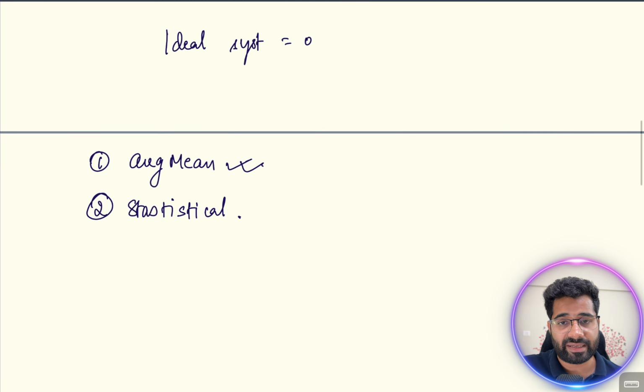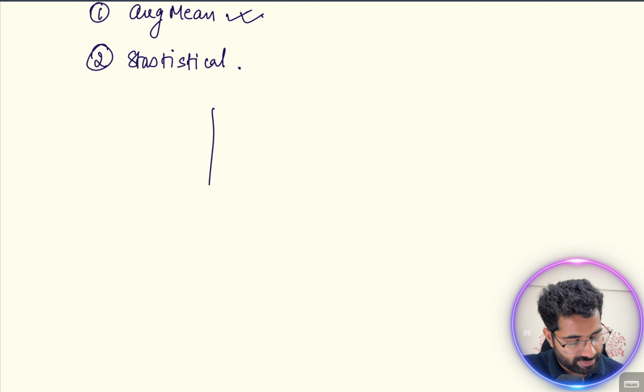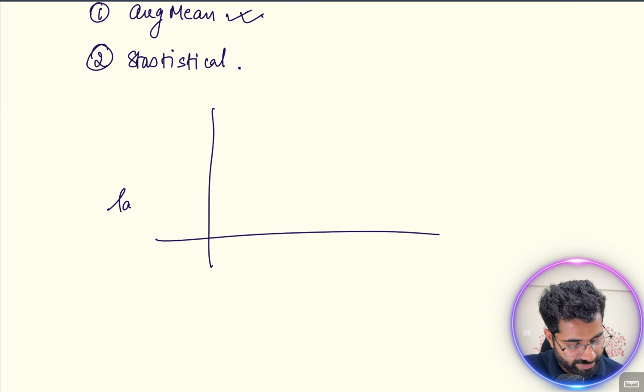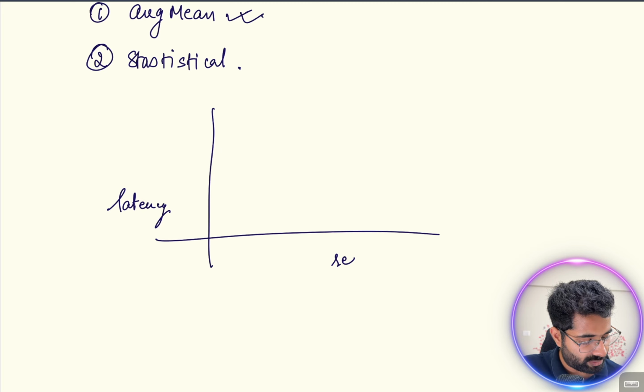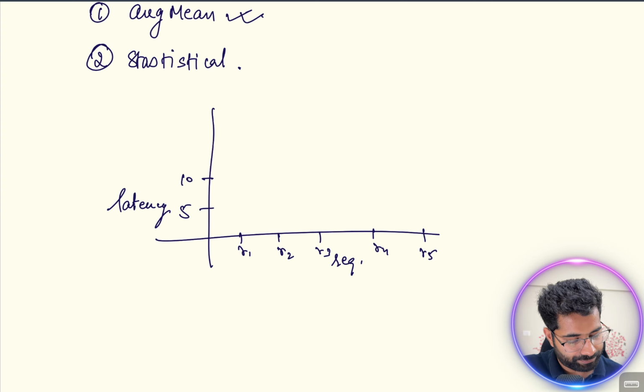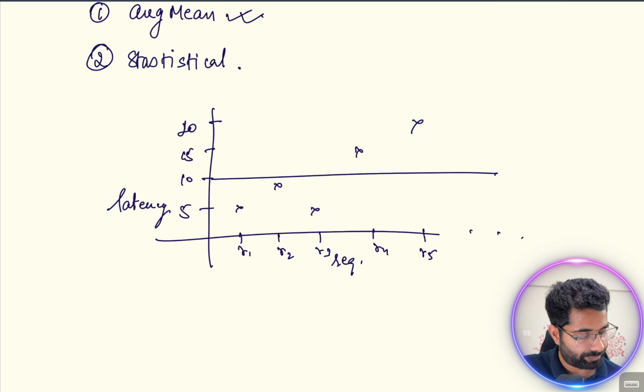Now if I talk about the statistical method, let's understand that with the help of a graph. Let's say we have latency on the y-axis, and request on the x-axis. Let's say there are 5 requests, R1, R2, R3, R4, and R5, and the latencies are 5, 10, 15, and 20: R1 has 5, R2 has 10, R3 is again having 5, R4 is 15, and R5 is 20. Let's say my average latency is 10, for example.